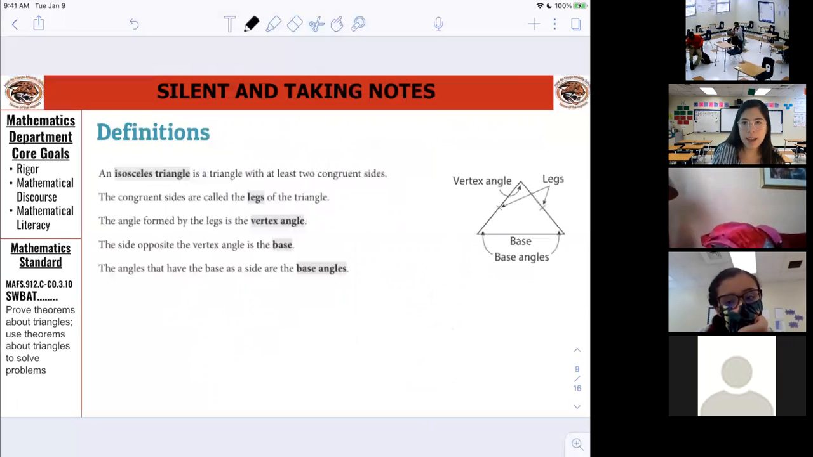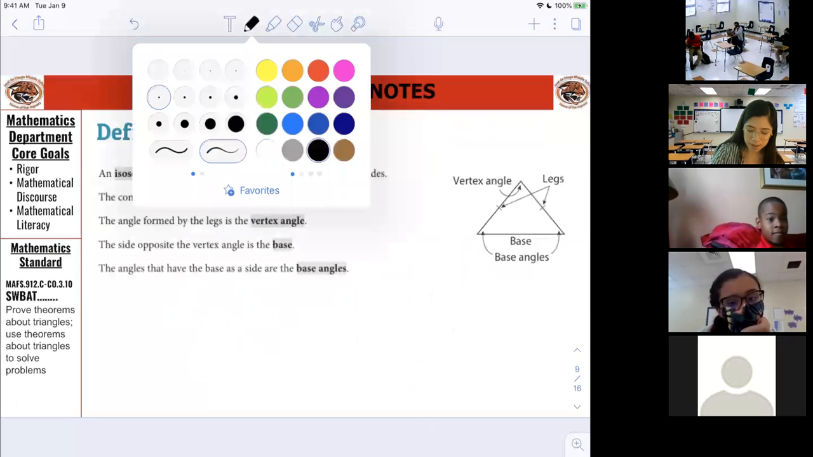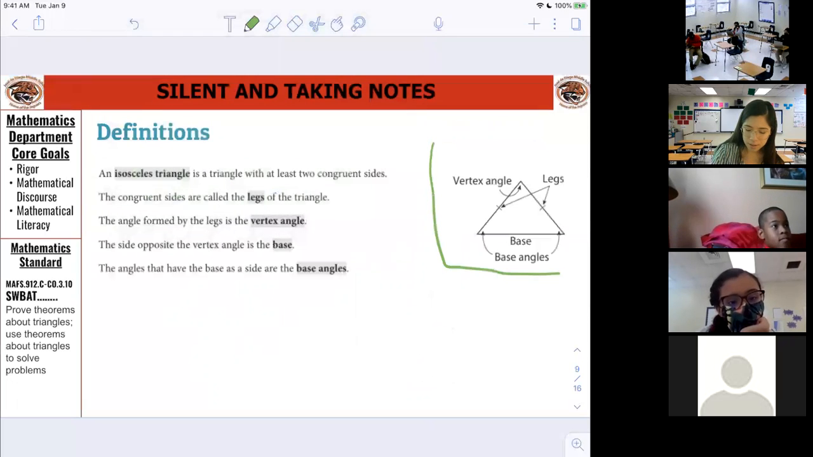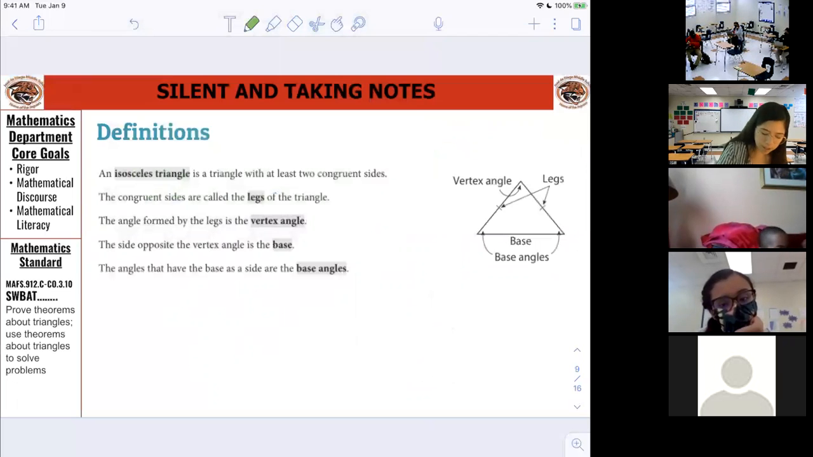All right, here's the last set of definitions. This one's a lot. For this one, definitely make sure you copy down the diagram because that labels everything. There are five definitions. I want five volunteers to read. Tyrone, go ahead, start with number 1.